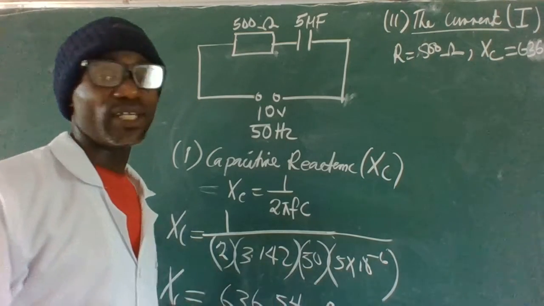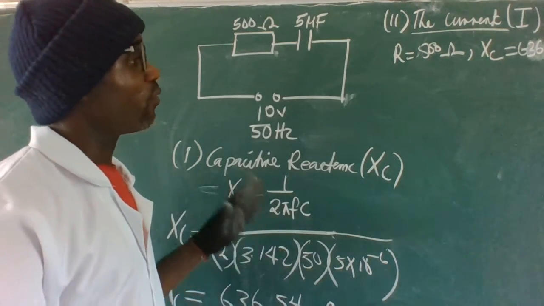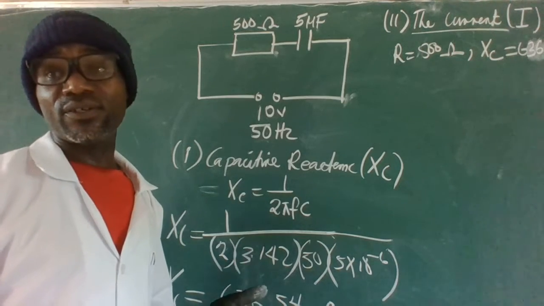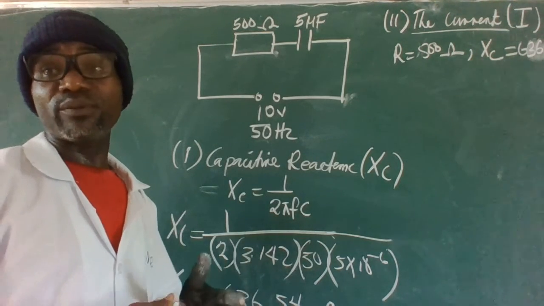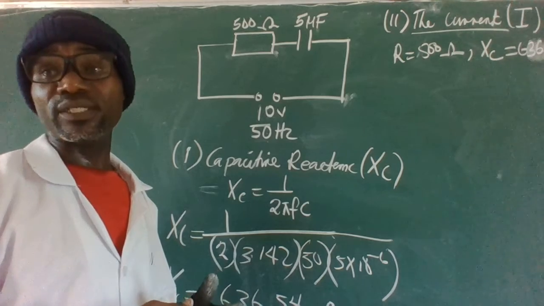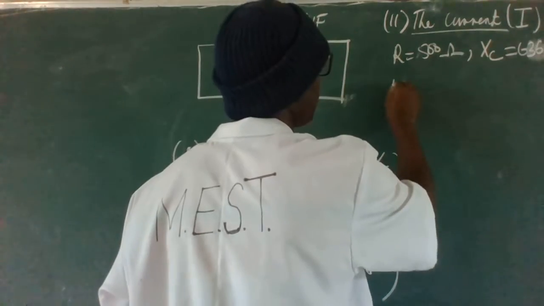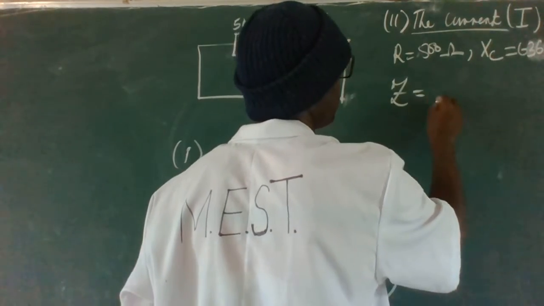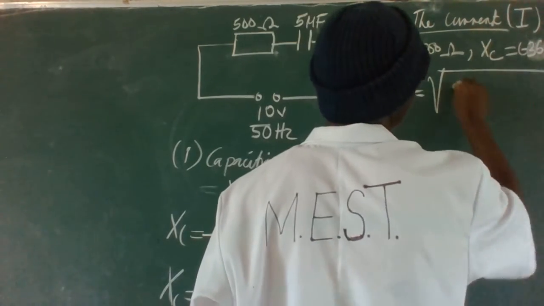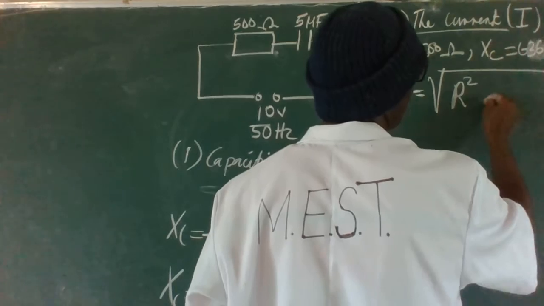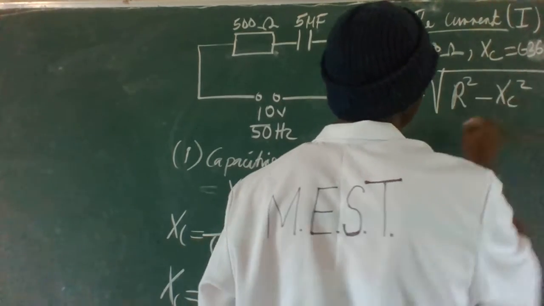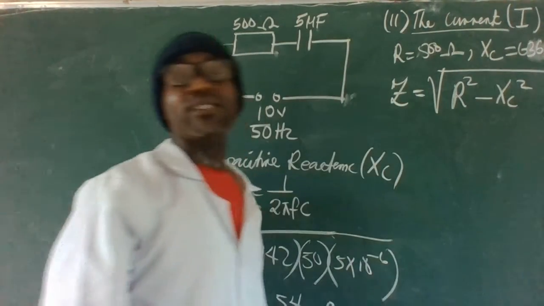Yes, sir. So the next thing we need to do is find the impedance. Once we find the impedance, we'll be able to find the total current flowing around the circuit, right? Yes, sir. So the impedance Z is equal to the square root of R squared, then minus XC squared. That's the capacitive reactance, right?